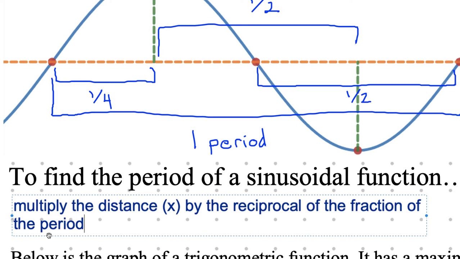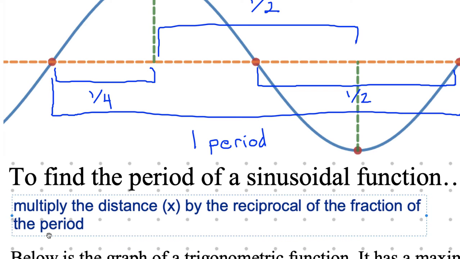For example, and I'll do examples down here as well. Let's just arbitrarily say the distance here is 2. I'm just making that up. If the distance here is 2, what's the period? Well, I haven't gone the full period, so I need to multiply by another 1, 2, 3, 4. I need to multiply by 4. 2 times 4 is 8. So the whole period is 8 if this distance is 2.